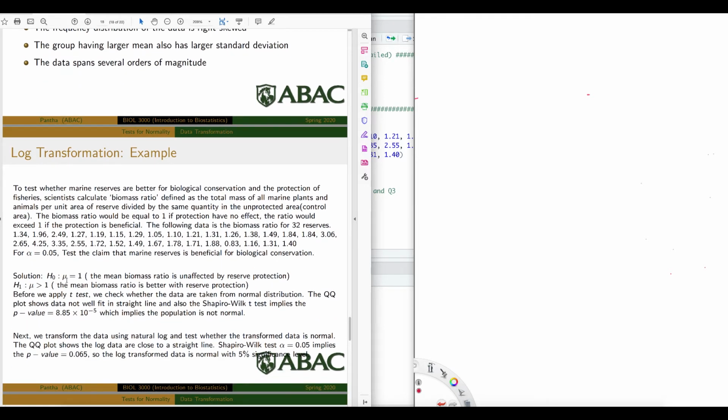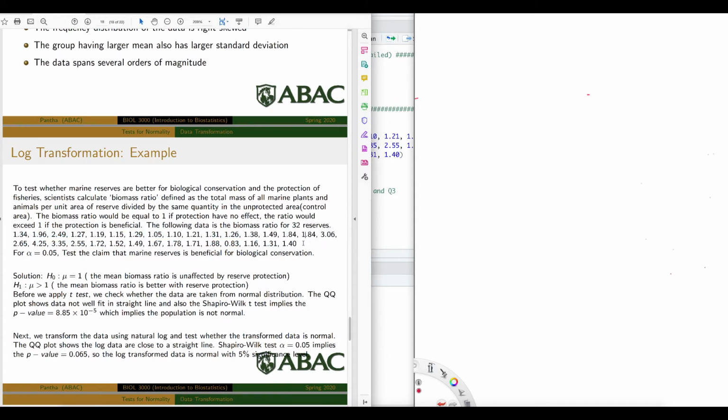H0: mu equals 1, the mean biomass ratio is unaffected by the reserve, because that is the ratio, right? And we are testing for the population using the sample. H1: mu greater than 1. That's what you want to show, right? Because the marine reserve is beneficial for biological conservation, meaning the ratio will be greater than 1, right? If it equals 1, then there is no benefit. If it is greater than 1, it means a bigger benefit, right? The mean biomass ratio is better with reserve protection. So before we apply the t-test, because we don't know the population standard deviation, we are testing for the mean.